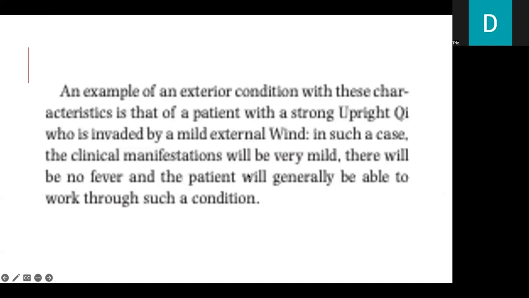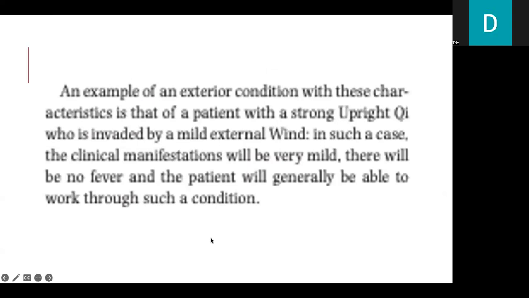An example of an exterior condition with these characteristics is that of a patient with a strong upright chi who is invaded by a mild external wind. In such a case, the clinical manifestations will be very mild, there will be no fever, and the patient will generally be able to work through the condition.